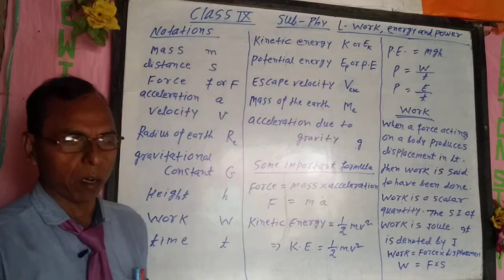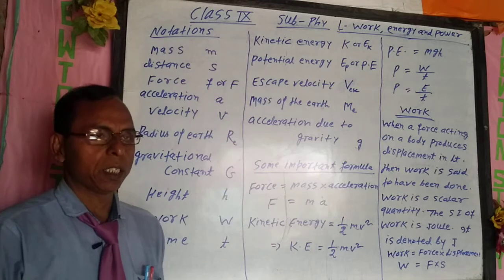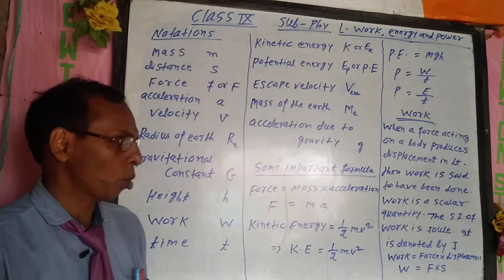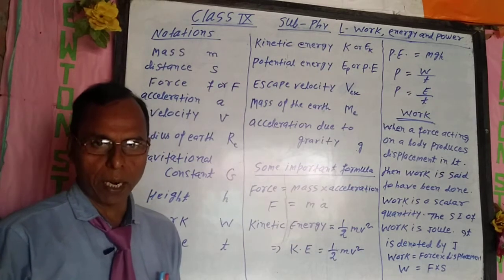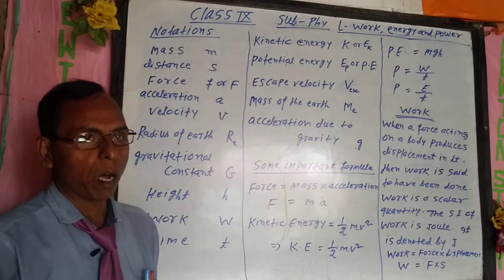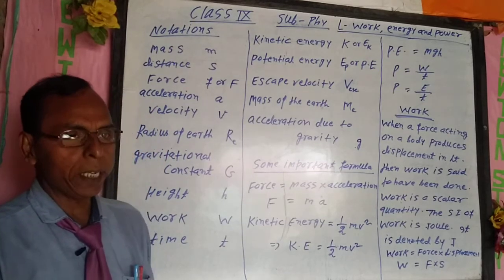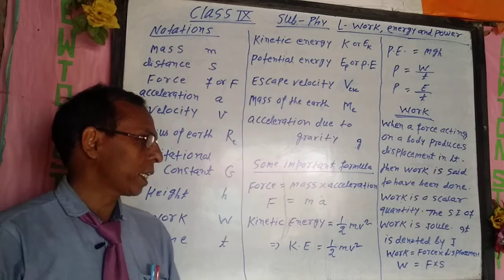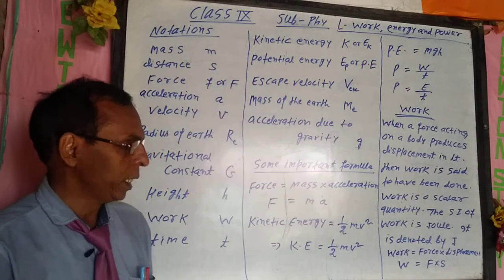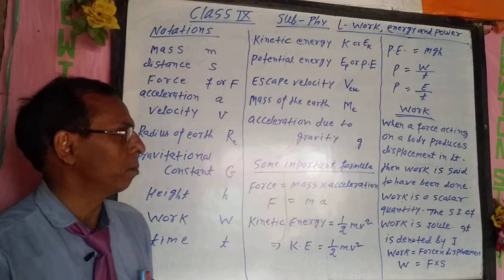So, when a force acting on a body produces displacement in the body, then work is said to be done. Work is a scalar quantity because it has only magnitude, it has no direction. The SI unit of work is joule. Joule is denoted by the letter J. Work is equal to force into displacement.